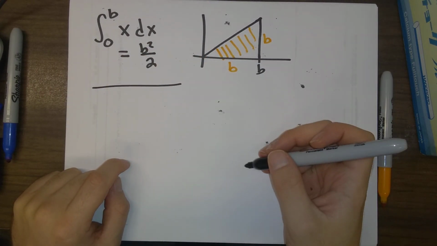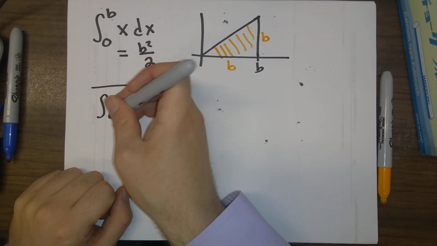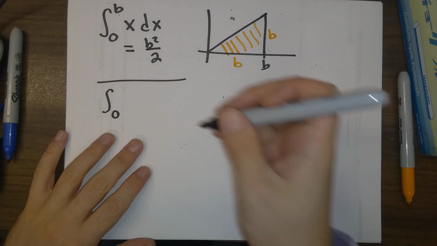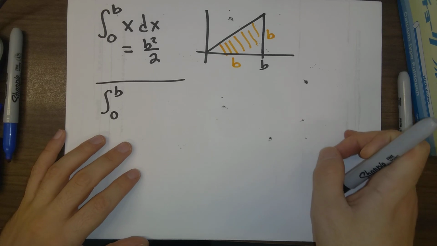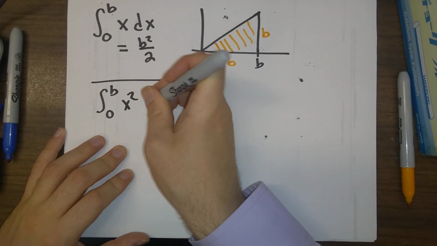One more formula here. That will be the most complicated one in this set of videos. The integral from 0 to b of x squared dx.